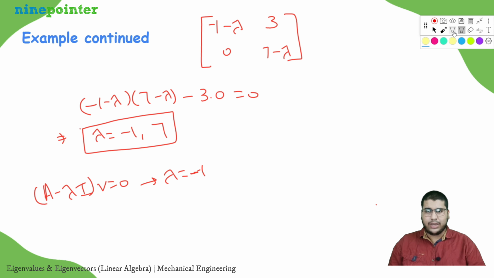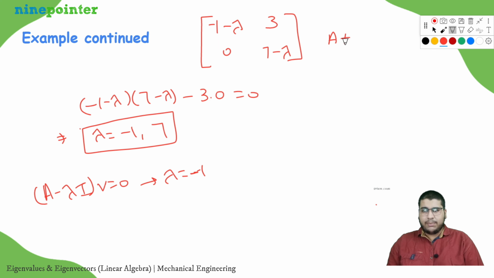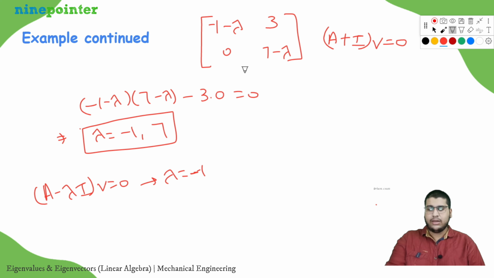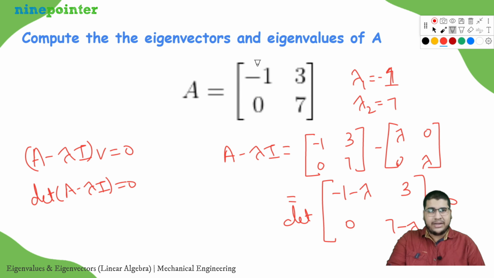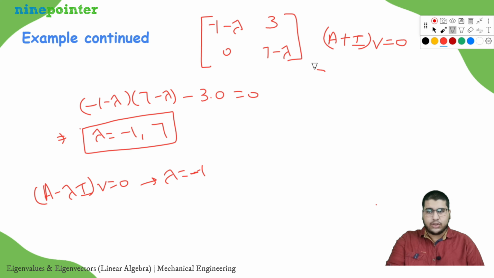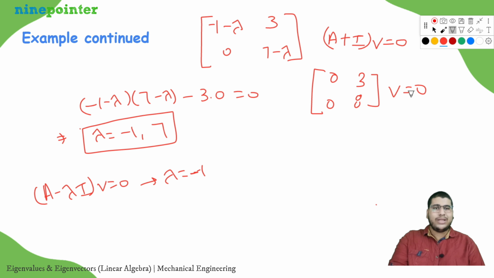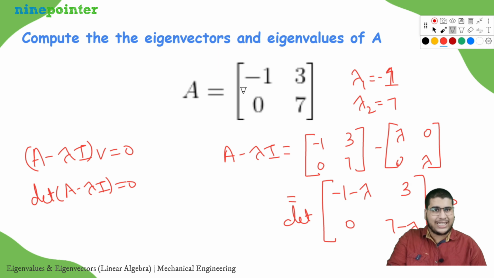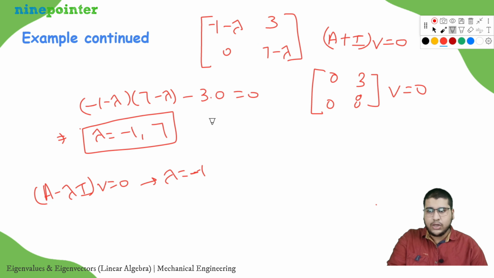Okay, so when I do A plus I times v, A plus I times v equal to 0, right? And we look back at A. If we add the identity matrix to it, we get a 0 over here and we get an 8 over here. So we get that 0, 0, 3, 8 times v equal to 0. Now we know that v will be a two-dimensional vector, right? Because A is a 2 cross 2 matrix. So we can write v as v1, v2.